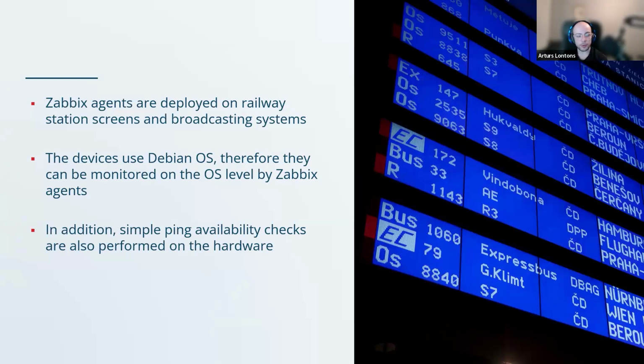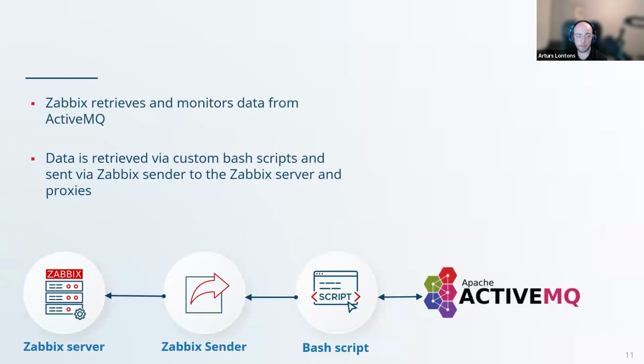In addition, of course, we can perform simple pings, ping our devices from Zabbix proxies or Zabbix servers to check if they are available. And if they're not available, we send a notification and an engineer reacts to this and either restores the network connectivity or replaces the hardware.